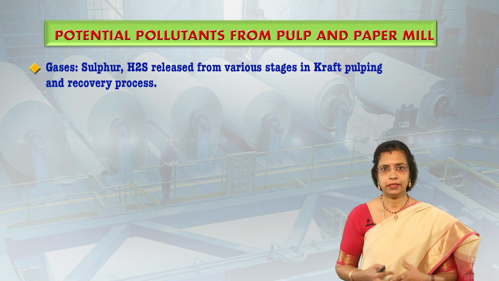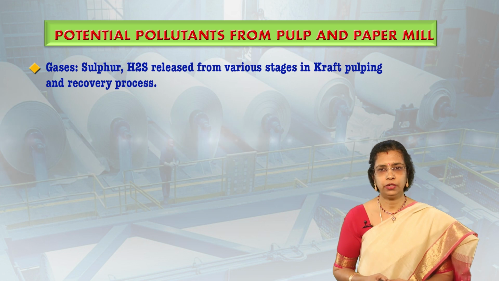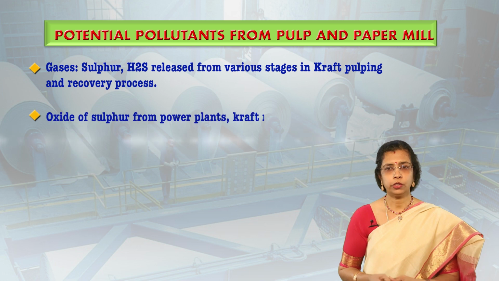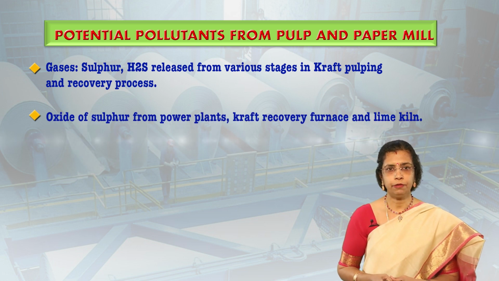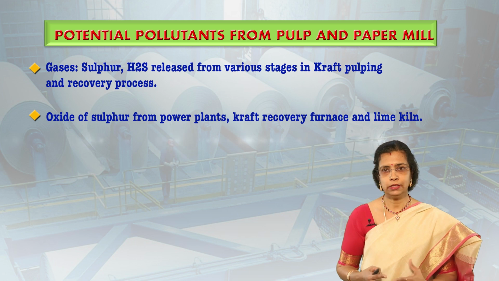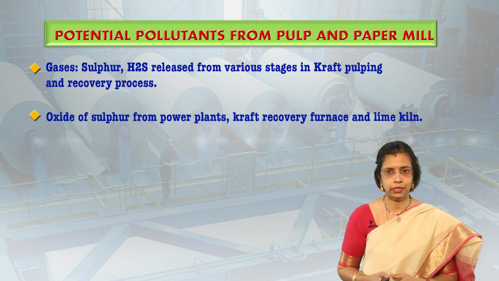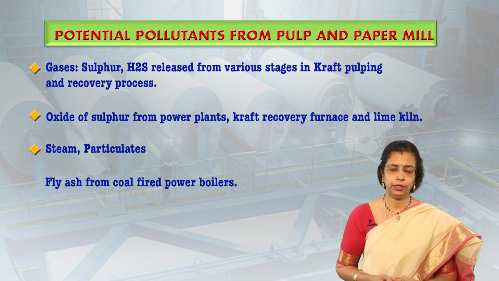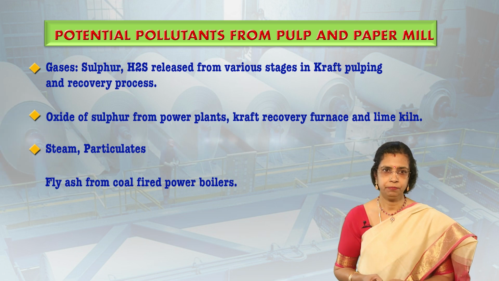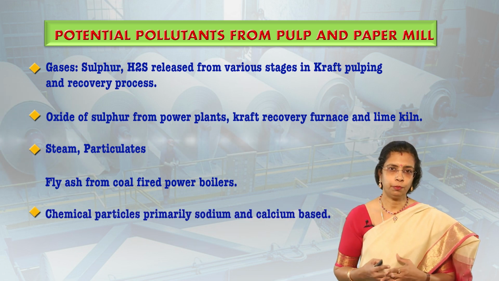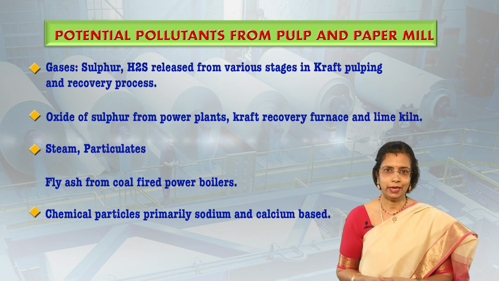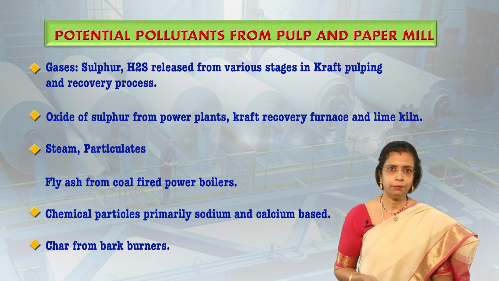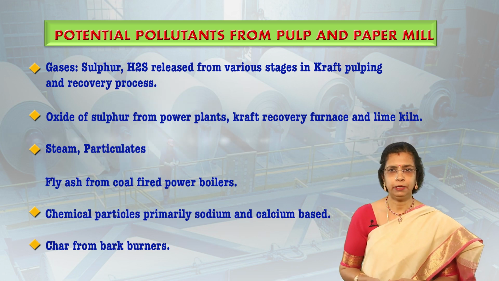Gases, primarily sulfur and hydrogen sulfide, are released from various stages in the kraft pulping and also in the recovery processes. Oxides of sulfur come from the power plants, the kraft recovery furnace and the lime kiln. So these oxides, basically of sulfur, are also recovered. Then we have steam and particulate material. Fly ash is also given out from the coal fired power boilers. And then the chemical particles, which primarily consist of sodium and calcium containing compounds, and also char from the bark burners. So these are some of the pollutants which are generated from the industry.